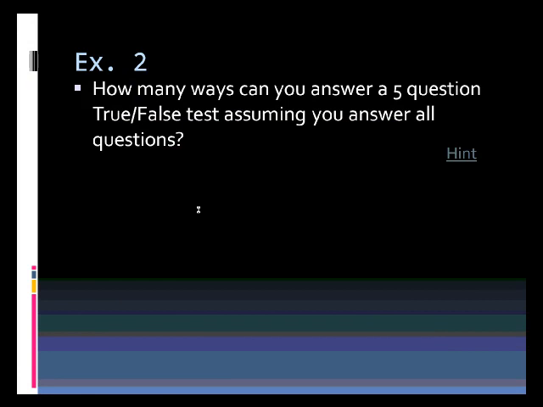All right, ideas? 32. Not quite 5 times 2. It's a little different. It's 2 to the 5th, because in each answer blank, there's 2 options, right?